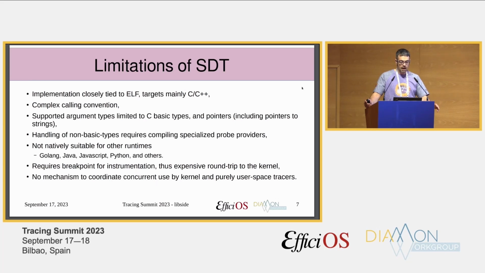It's not clear to me how it would behave if both tried to instrument the same SDT probe at the same time. Yeah, it would die, I guess. And of course, it requires a round trip to the kernel just to get through the breakpoint. So that already makes it not usable for a purely user space tracer. If the goal is to stay in user space, that's not the solution. So there's no mechanism to coordinate between concurrent use by a kernel and purely user space tracer.